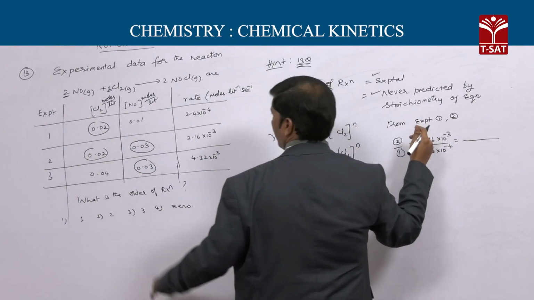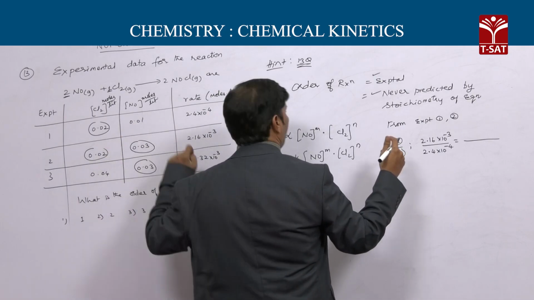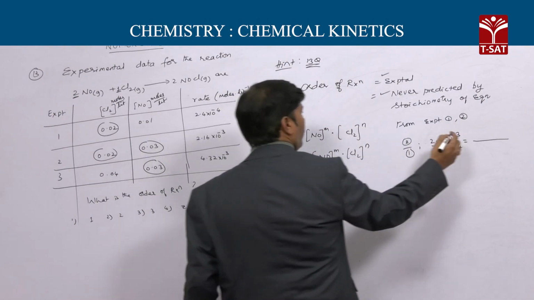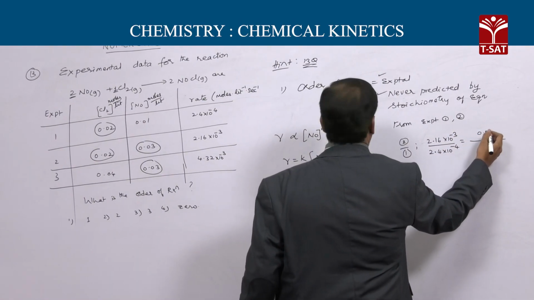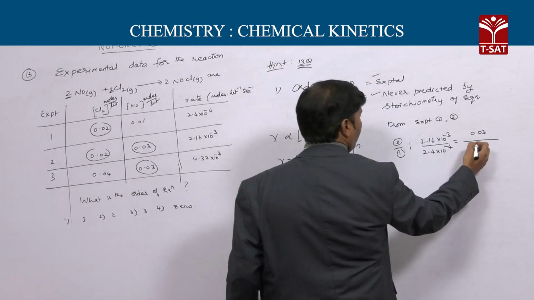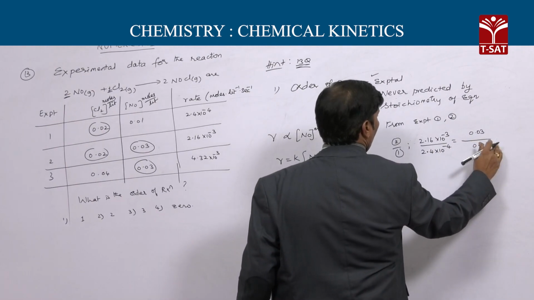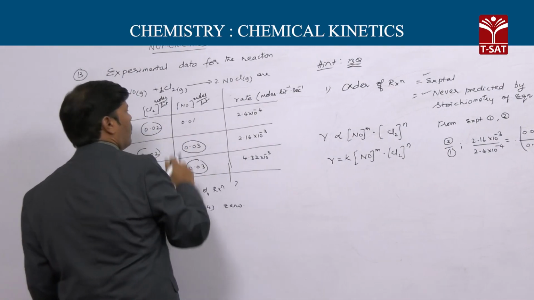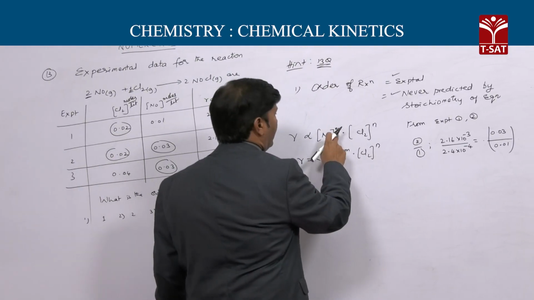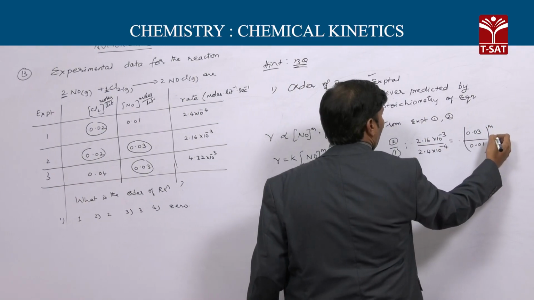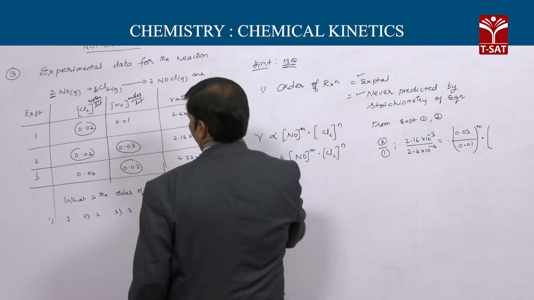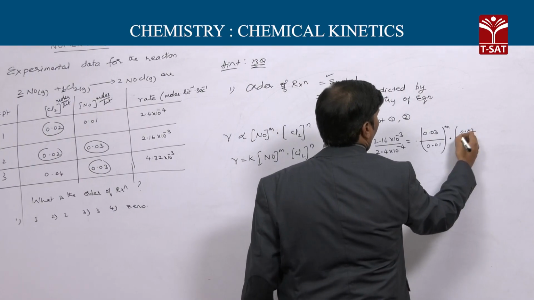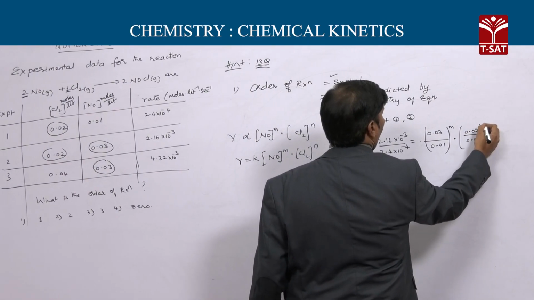Therefore, the concentration of chlorine is the same and the concentration of nitric oxide is 0.03. So I am going to take 0.03 divided by 0.01, whole power of m, because 0.03 and 0.01 are with respect to nitric oxide, which we have treated as m. Into the concentration of chlorine, 0.02 divided by 0.02, whole power of n.